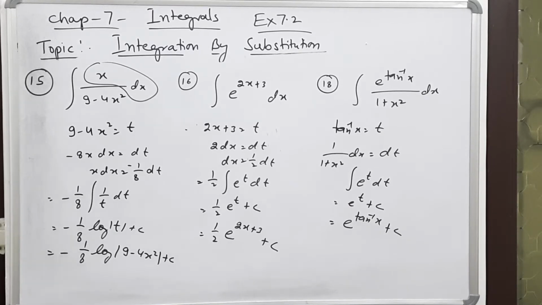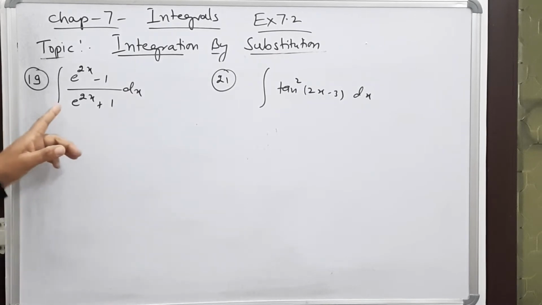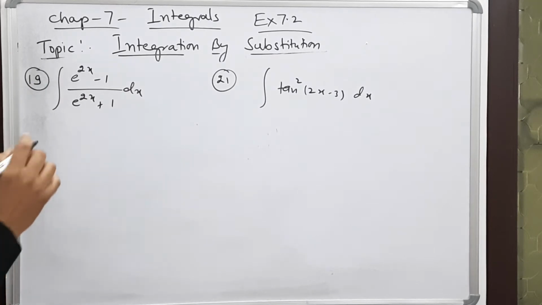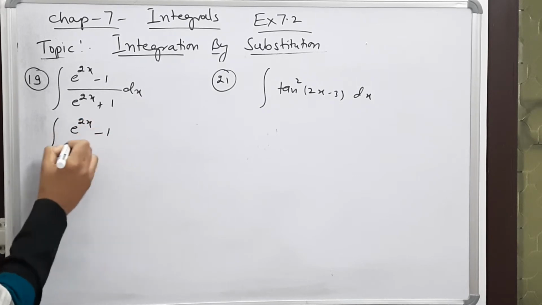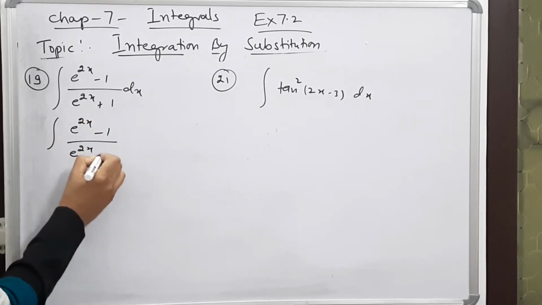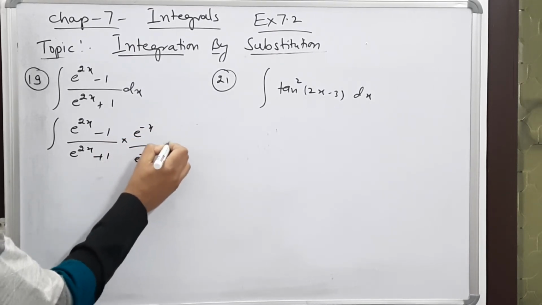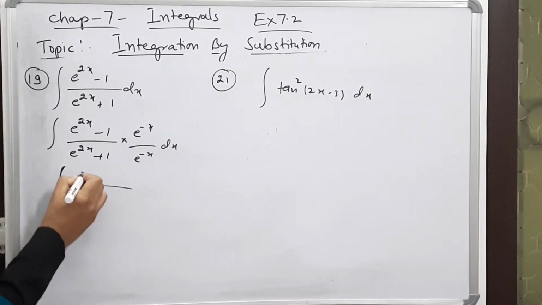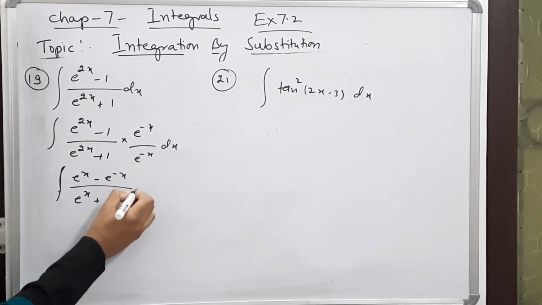I am taking more sums from this part. Please see now. See this problem. Sum number 19 and 20, they are similar. So I am taking 19. In this, multiply the numerator and denominator by e power minus x. So multiply this by e power minus x and this by e power minus x. So next step is, it is e power x minus e power minus x and e power x plus e power minus x.